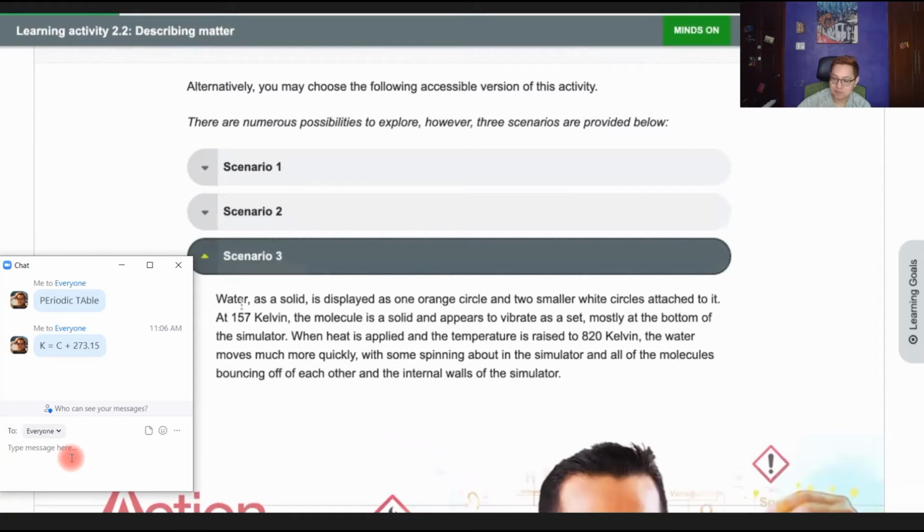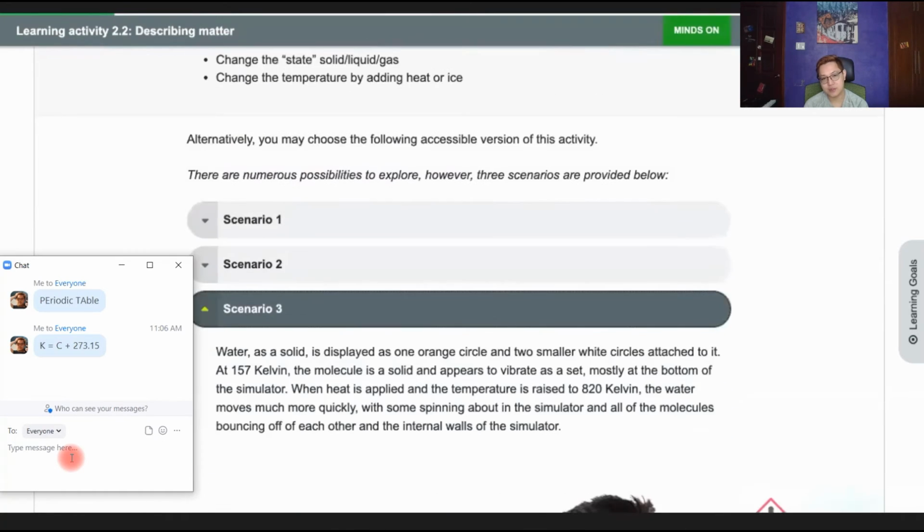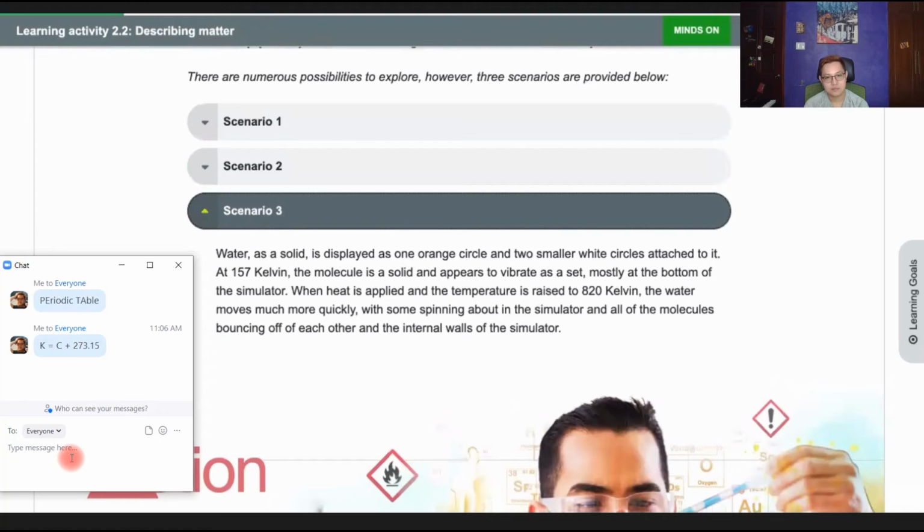Scenario 3. Water as a solid is displayed as one orange circle and two smaller white circles attached to it. That's H2O. Because water is H2O, that's why it's two hydrogen and one oxygen. So the one orange circle is the oxygen, and the two smaller white circles are the two hydrogen.